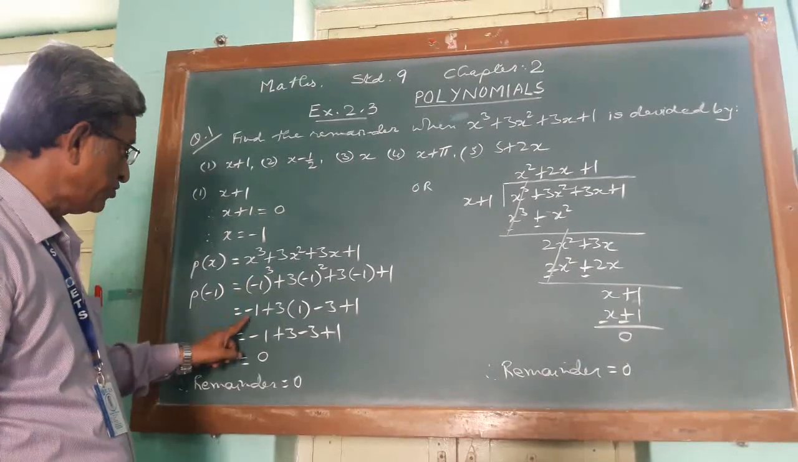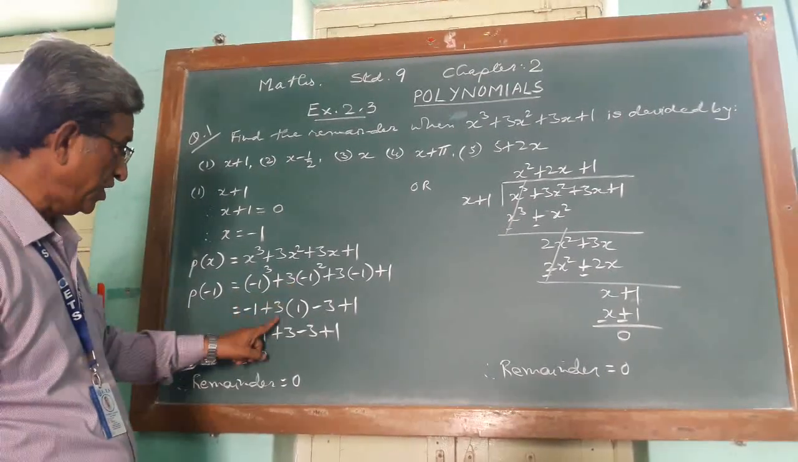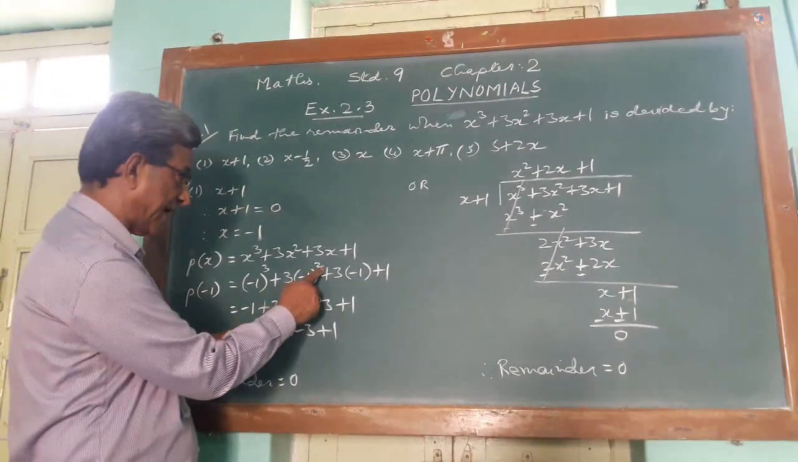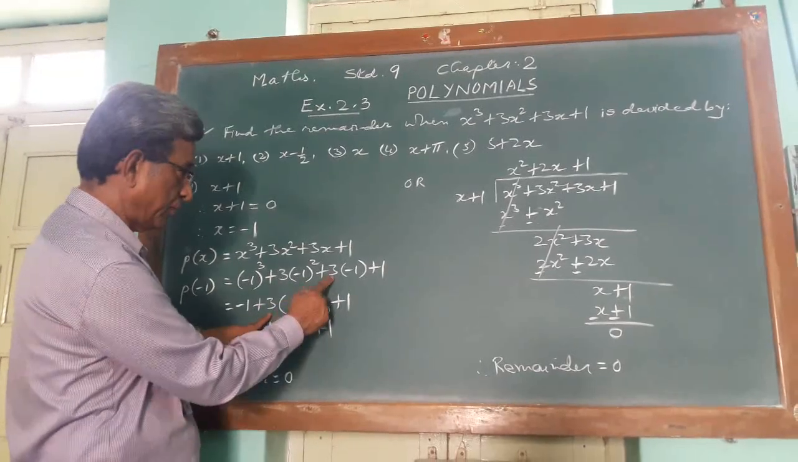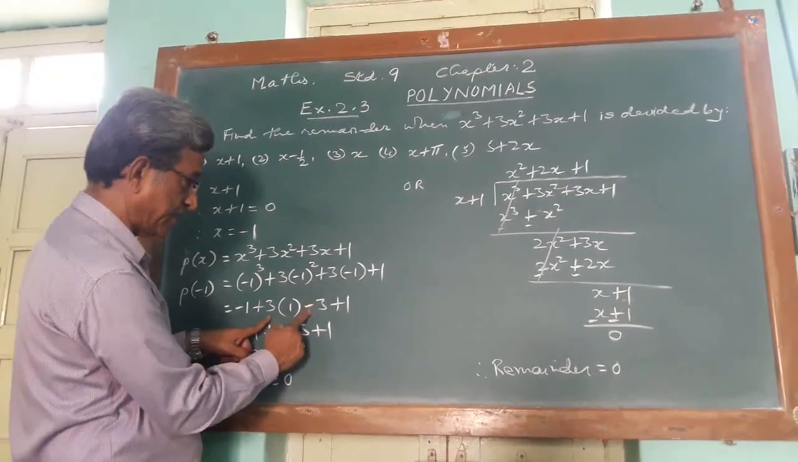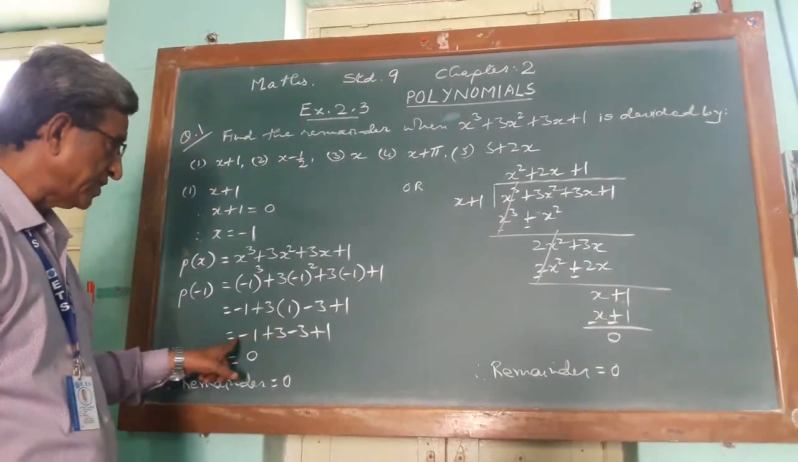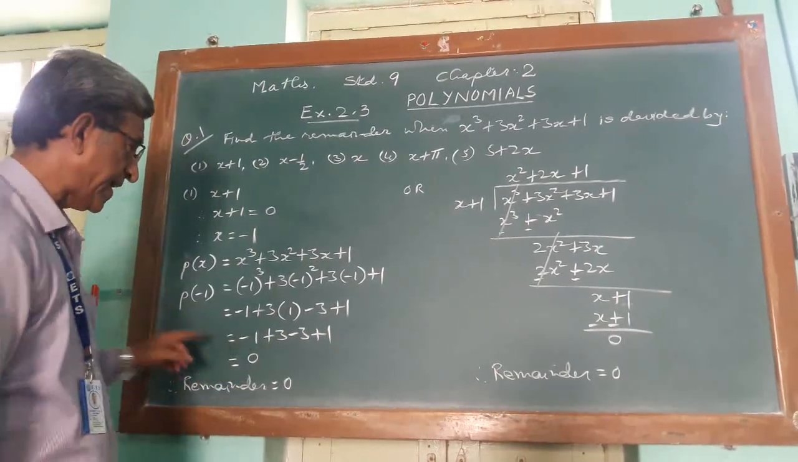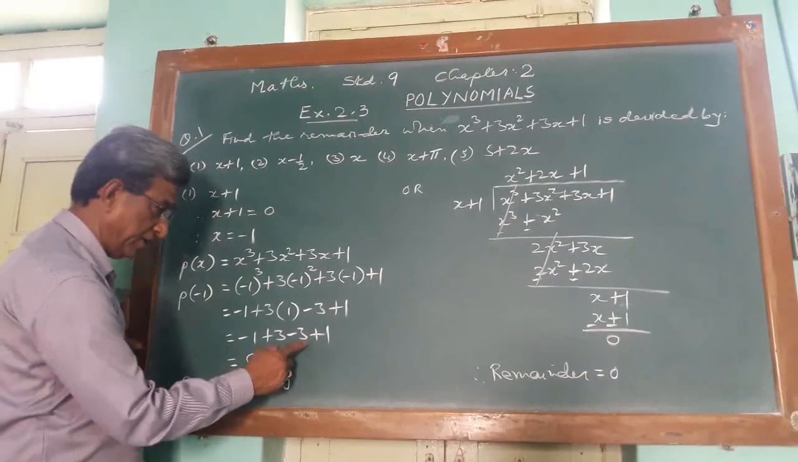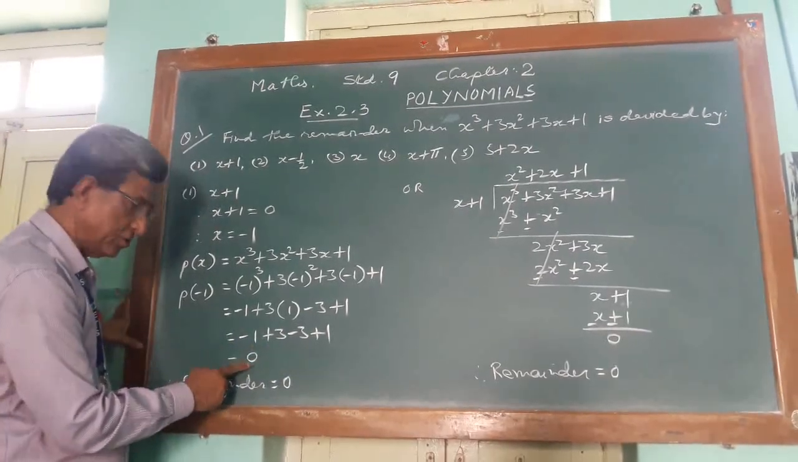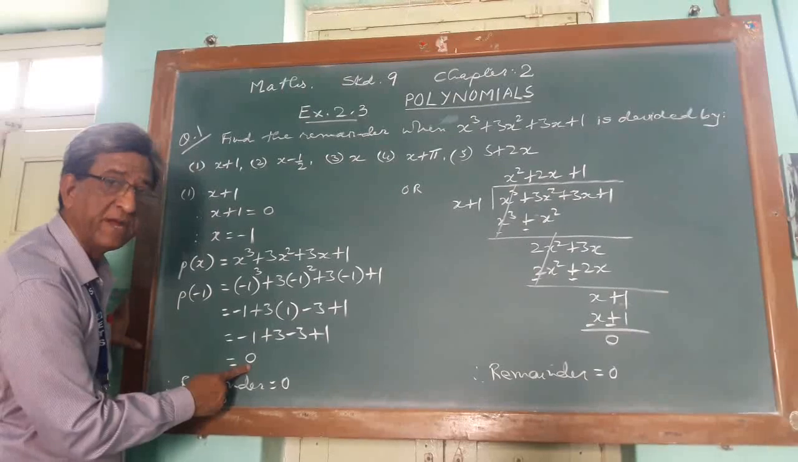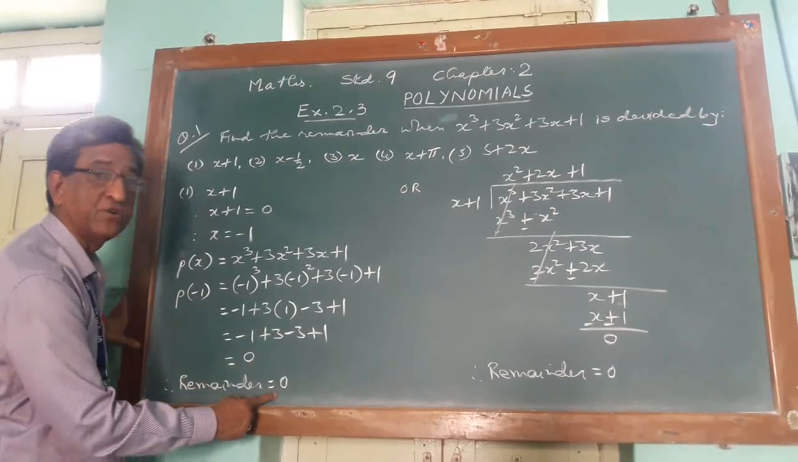Minus 1 cube gives you minus 1. 3 into minus 1 square is equal to 1. 3 into minus 1 gives you minus 3 plus 1. But 3 ones are 3. Now simplify this. So you will get 3 minus 3, 1 minus 1, that is 0. So whatever you get here is called the remainder. So the remainder is equal to 0.